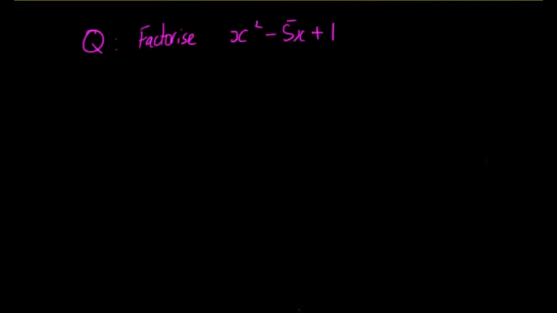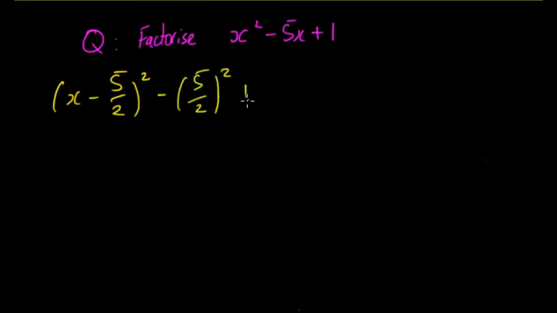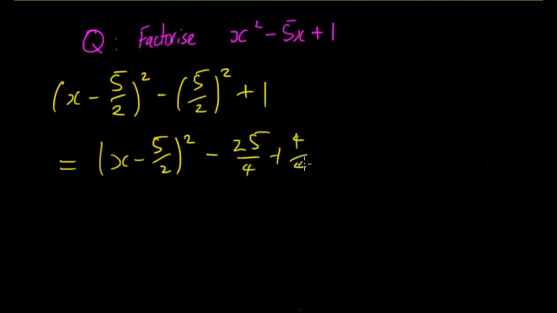So taking a question, factorize x² − 5x + 1. So we'll use the completing the square method. The first thing we do is we go (x − 5/2)². Then to account for the (5/2)², we have to go minus (5/2)² plus 1, the constant. This is equal to (x − 5/2)², and then minus 25/4 plus 4/4. So it gives us (x − 5/2)² − 21/4.